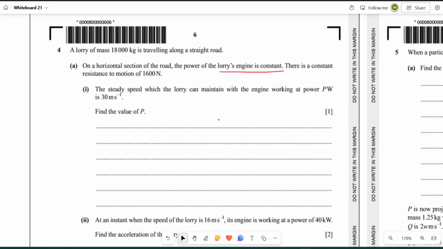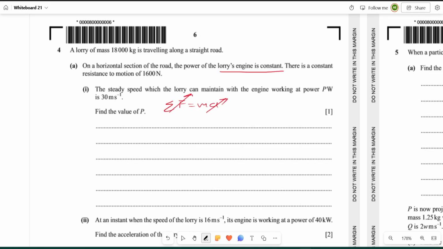First of all, you need to think about what we mean by steady speed. Steady speed indicates that we don't have any acceleration, right? So from sigma F equals ma, if acceleration is 0, sigma F is 0. That means that the forces are balanced. This is your starting point.